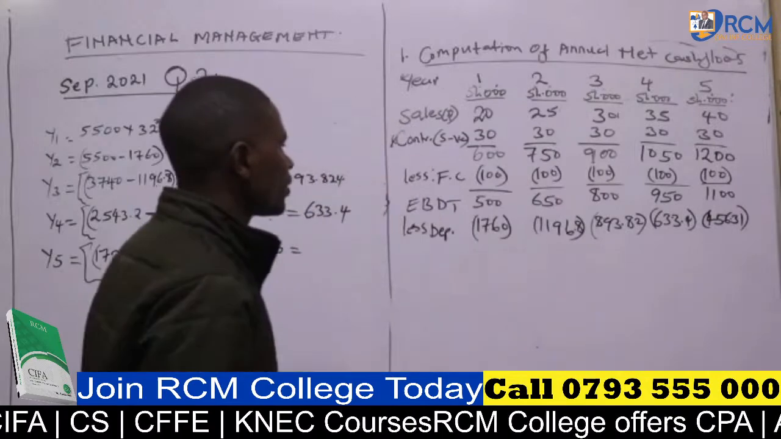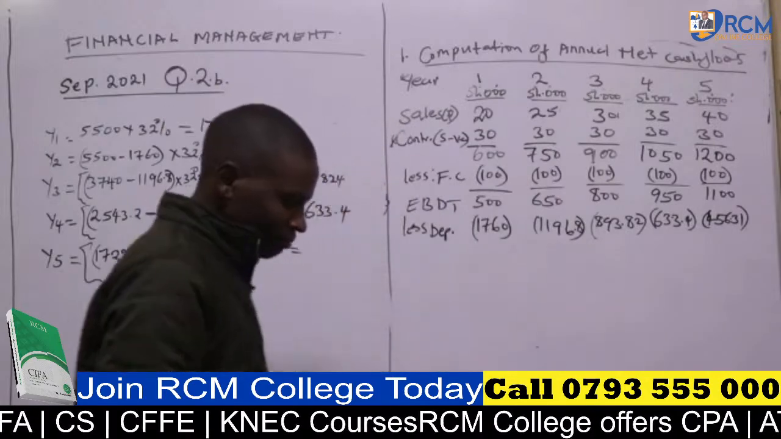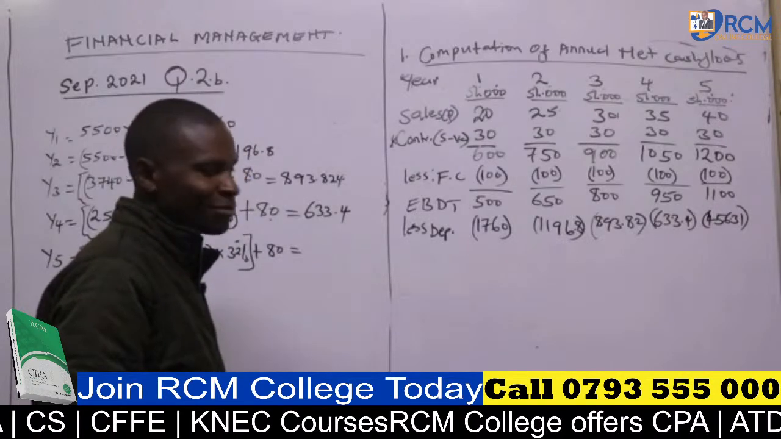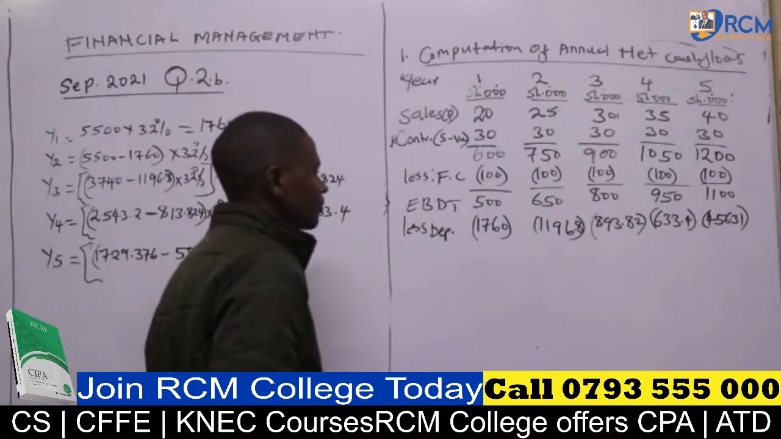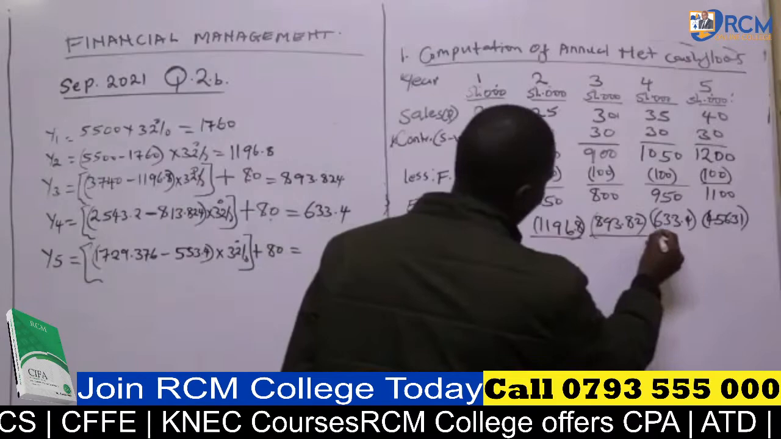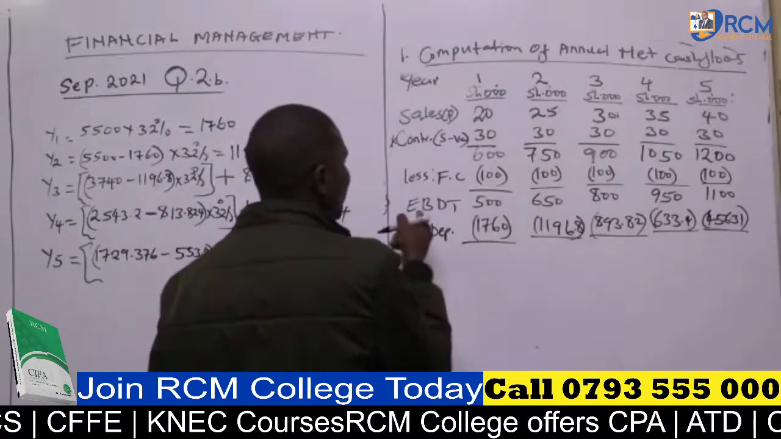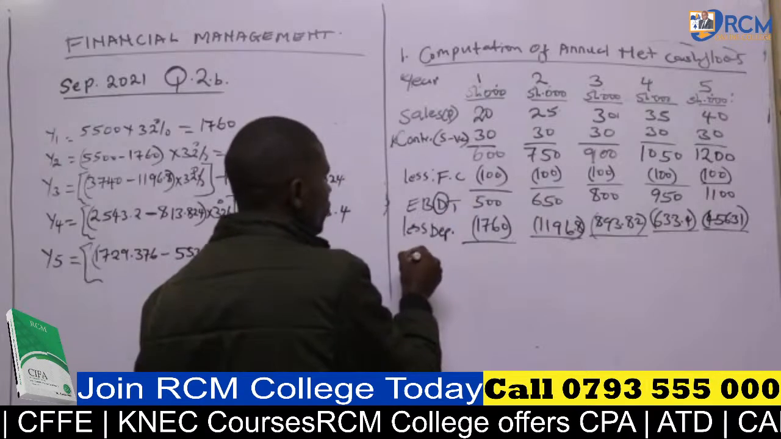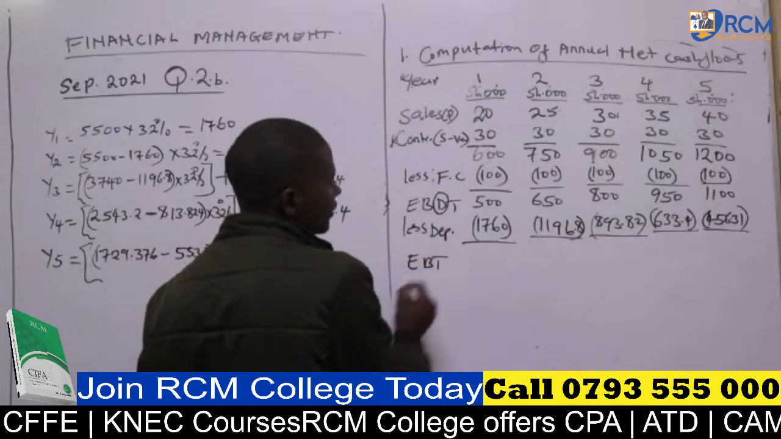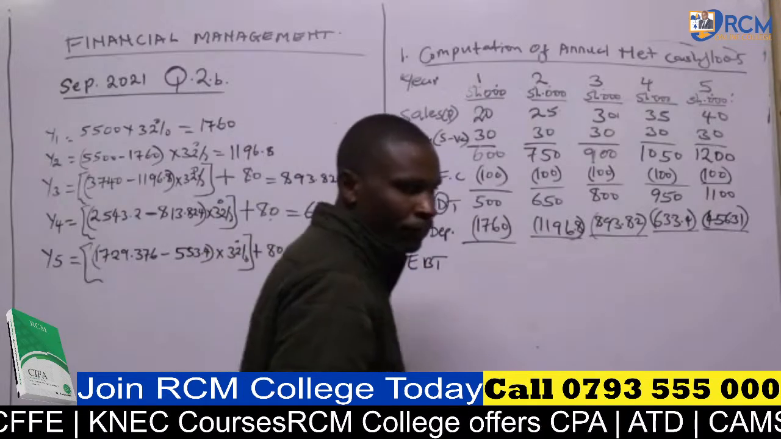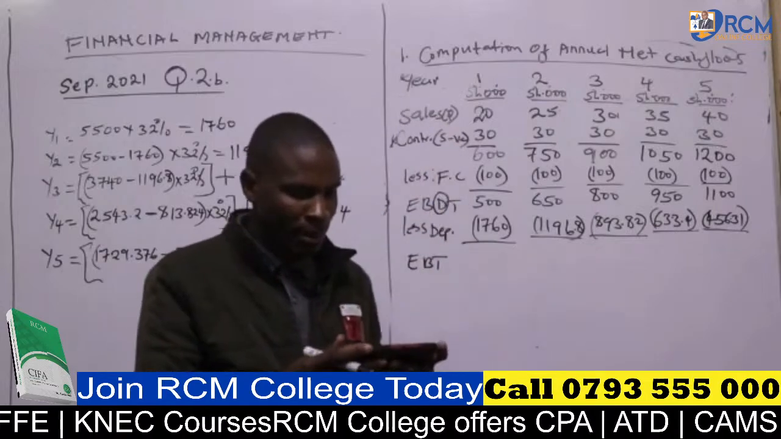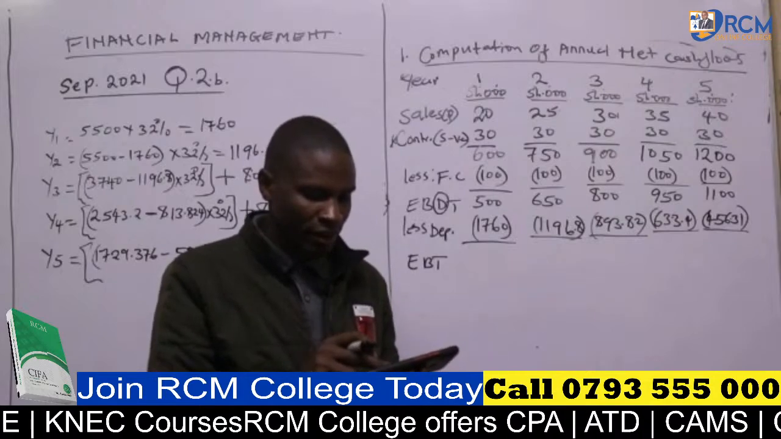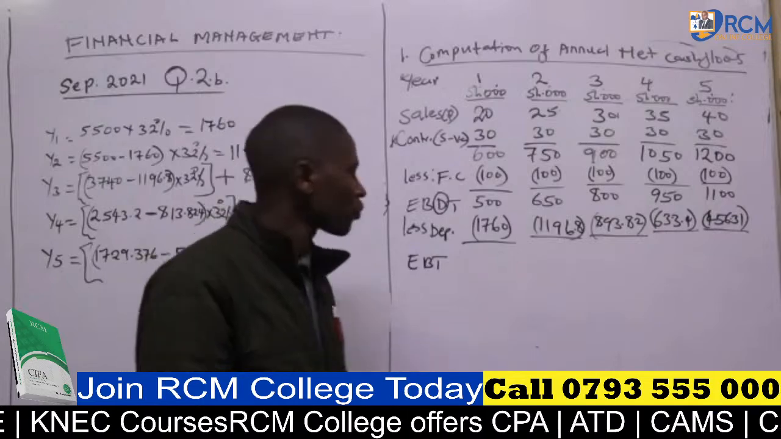Now with that we can less. But before we less, let me not confuse you. Let's less. Now I'm eliminating this depreciation from my earnings, so I'll be having earning before tax. Let me make it easy: 500 minus that. How much do I get? Of course a negative, no problem.